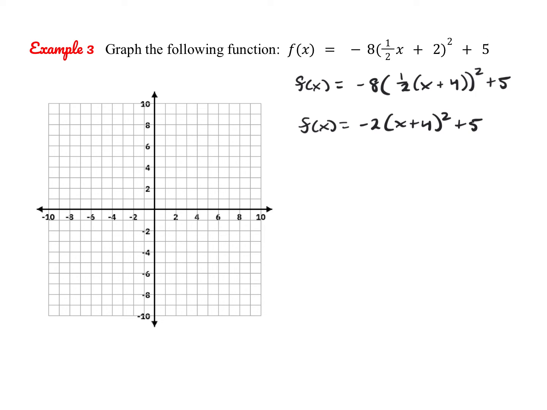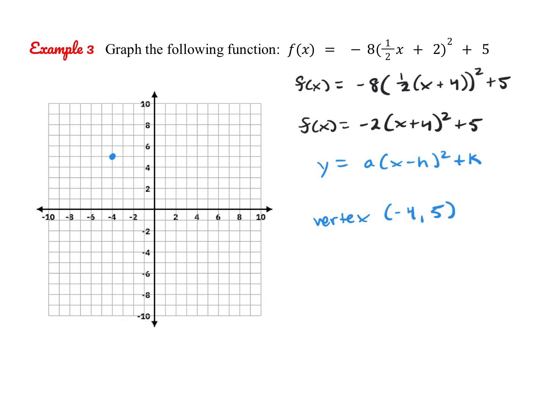So it is super, super important that our equation is in that vertex form, which looks like this, before we start working. So if you don't do that, you're going to have the wrong vertex, you're going to have the wrong a value, so sometimes you do need to do a little work before you start graphing. Now from here, we can see that our vertex should be at -4, 5, so you can start by plotting that.